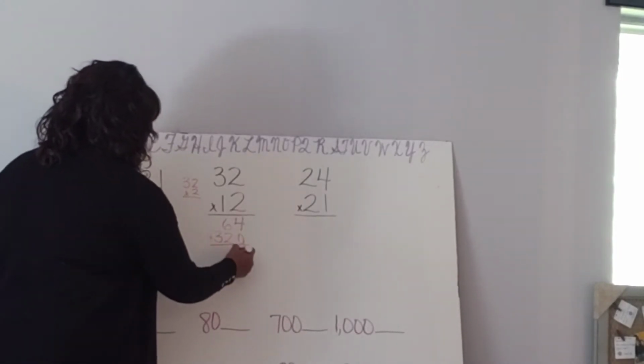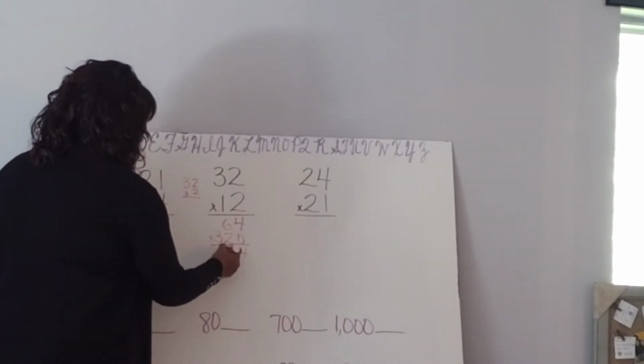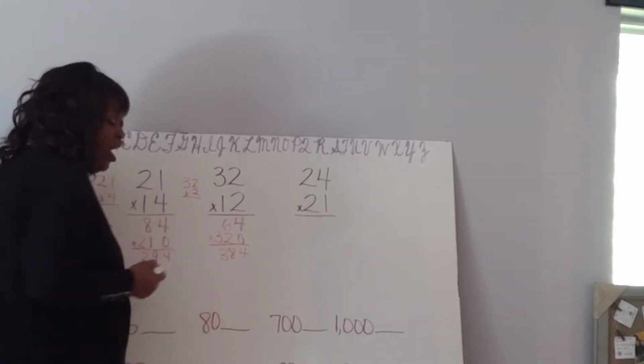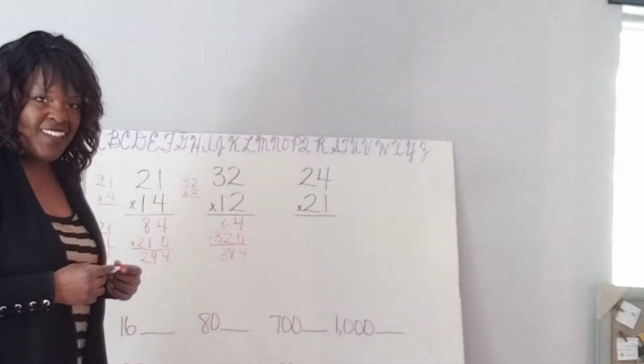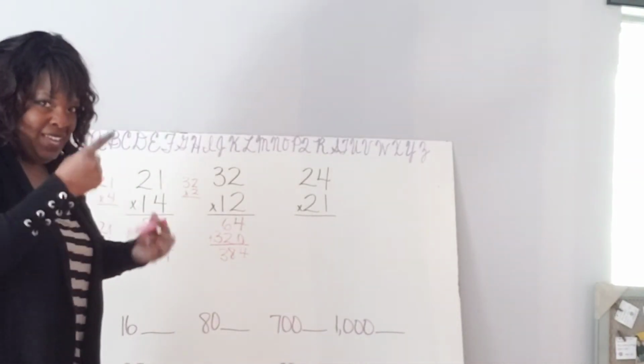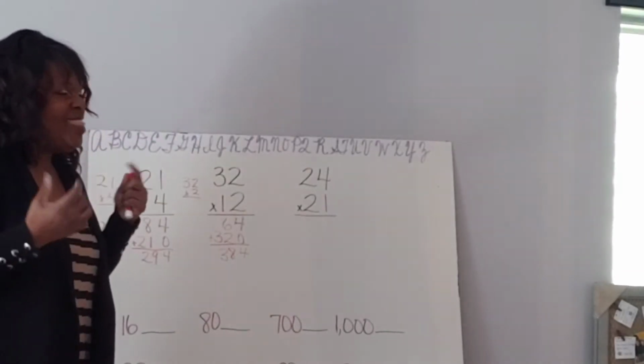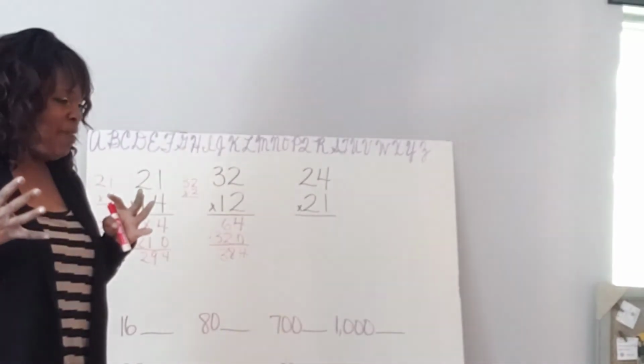6 plus 2, 8, and 0 plus 3, 3. 384. Is that help coming? Is it starting to get the, and this is what I'm missing, okay?